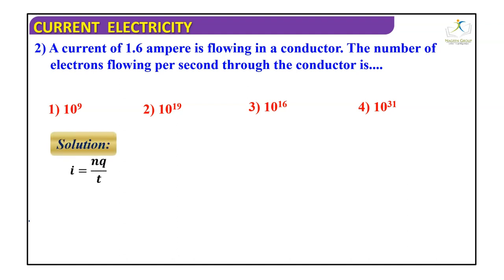We know that I equals nQ by T. So, n by T equals I by Q. We just put this value and get the value 10^19, which is option number 2. I hope you get the same. Moving ahead with question number 3.